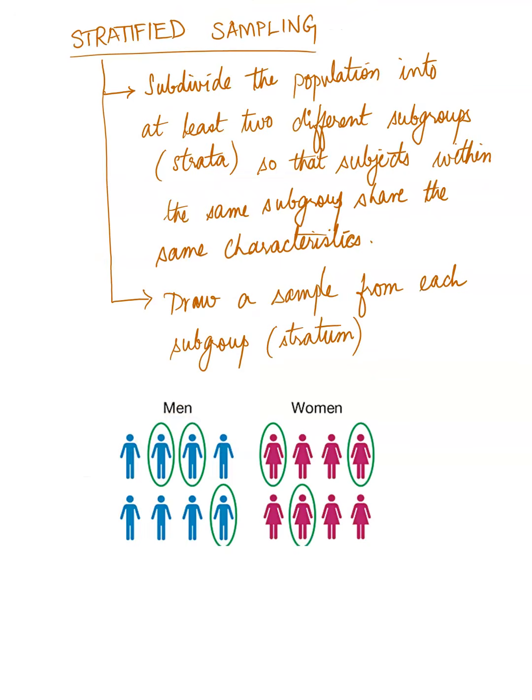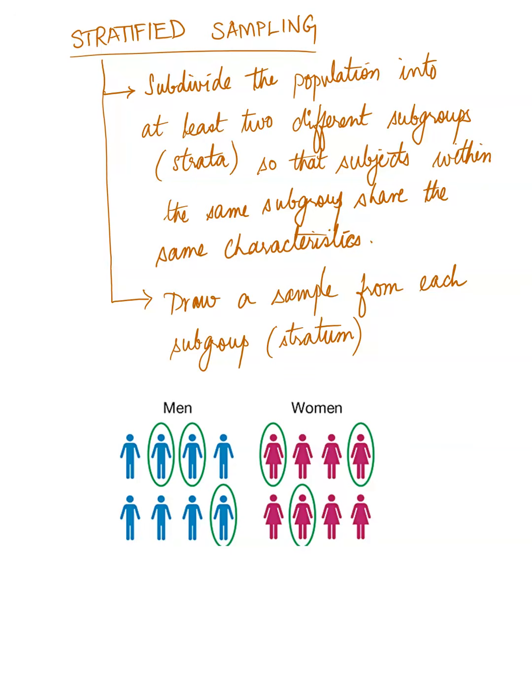When we talk about stratified sampling, strata means groups, subgroups. So what you're saying is take the population and subdivide it into at least 2 different subgroups, 2 strata they call it, so that the subjects within the same subgroup will share the same characteristics. Okay, so the 2 groups have the same characteristics. So you can look at this example here below.